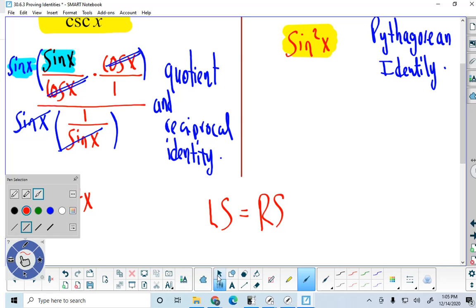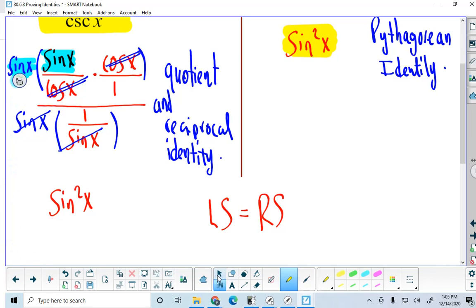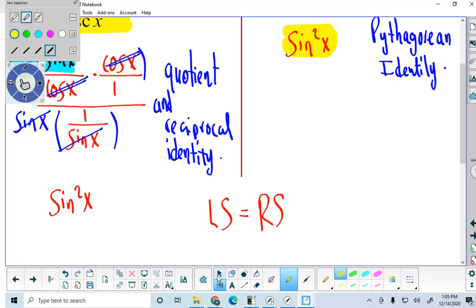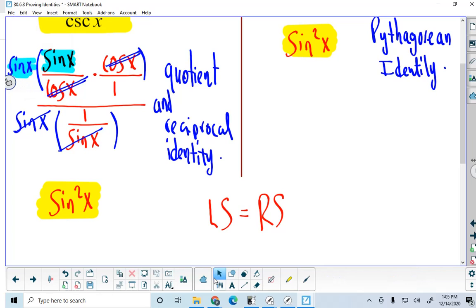We turn the left side into sine squared of x on its own. We turn the right side into sine squared of x on its own, so they're equal to each other. Take a look at the work for that question. Does anybody have any questions about the first example or about any of the steps?